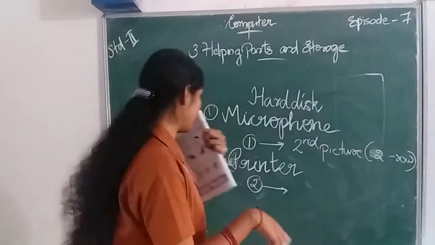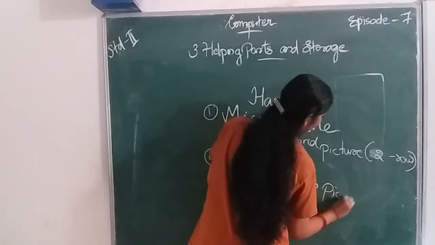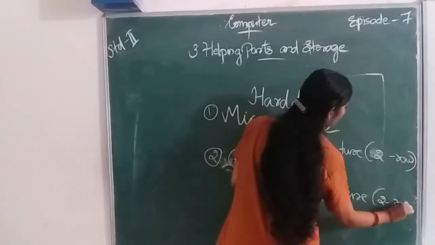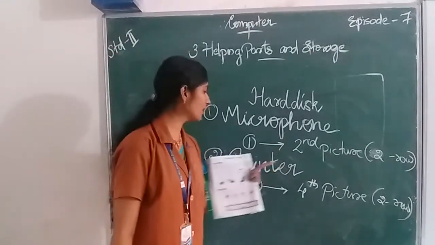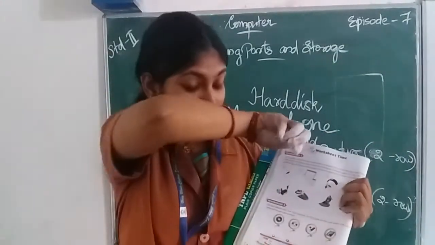That is number 2 matches to which picture? Fourth picture in the second row. Okay. So first one microphone, second one printer. Then third one.